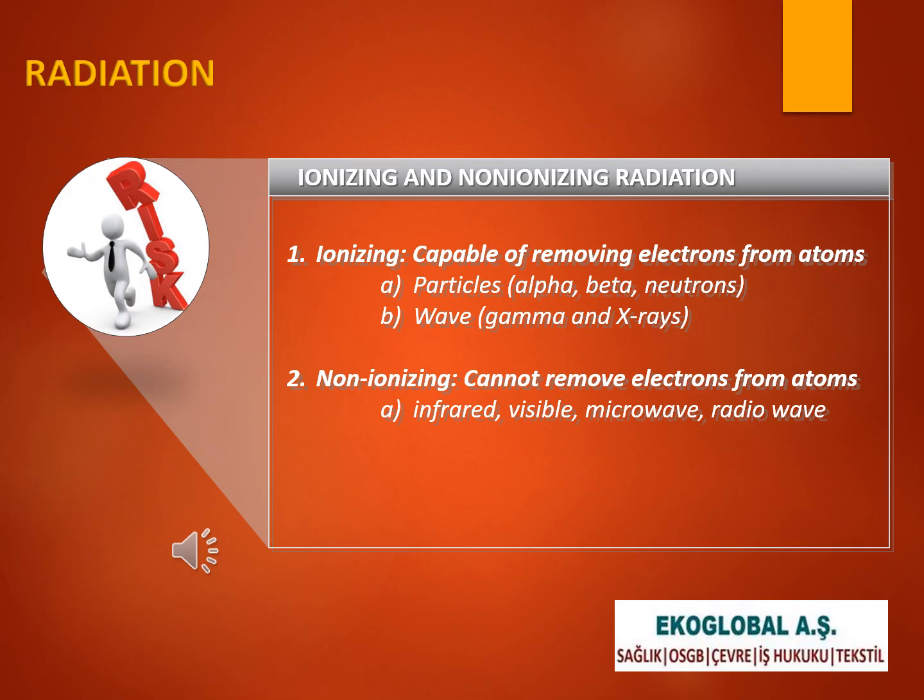Ionizing and non-ionizing radiation. Ionizing radiation is capable of removing electrons from atoms: alpha and beta particles, neutrons, gamma waves, and X-rays. Non-ionizing radiation cannot remove electrons from atoms: infrared, visible light, microwave, radio waves.